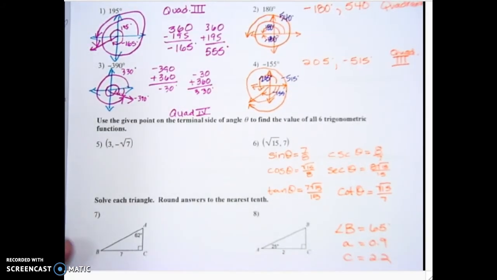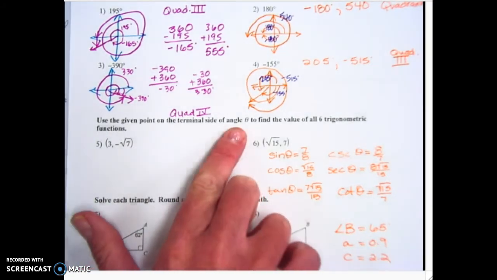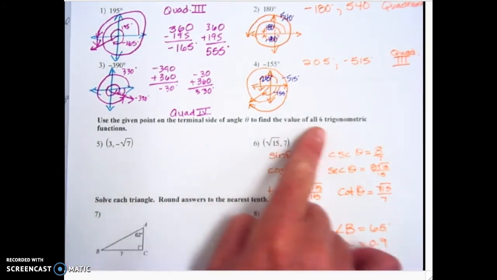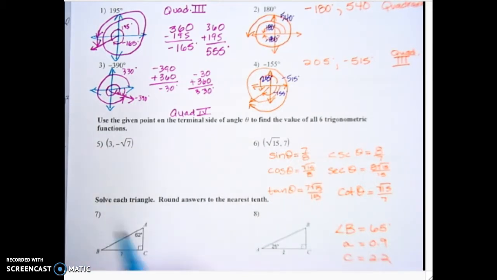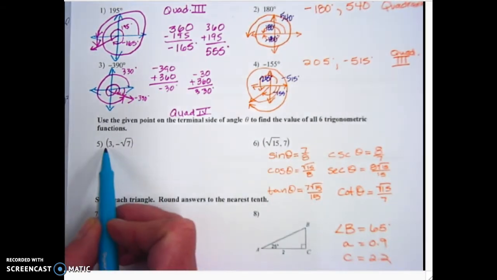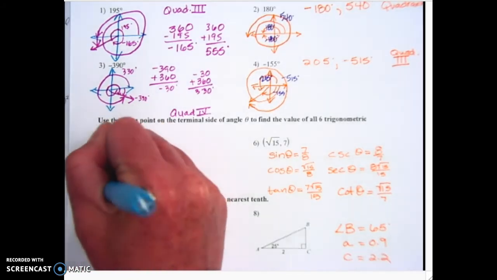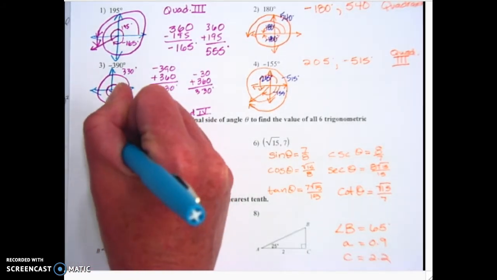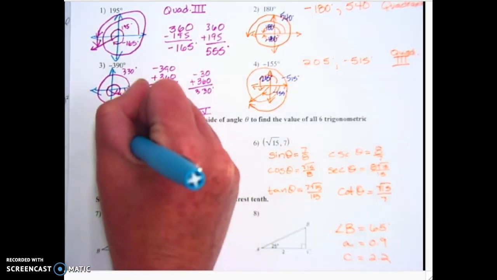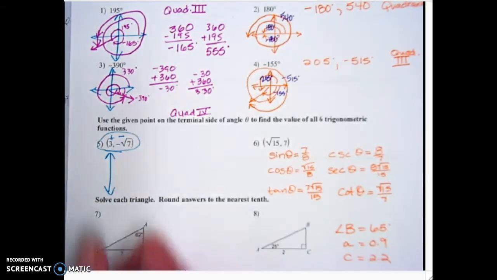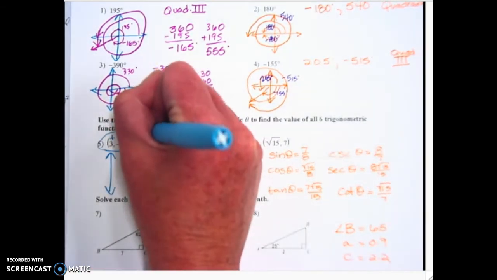Jumping down to number 5, the directions say, use the given point on the terminal side of angle theta to find the values of all 6 trigonometric functions. And so this point 3, negative 7, first you have to figure out which quadrant it's in. Because this is positive and this is negative, that means it's going to end up in quadrant 4.